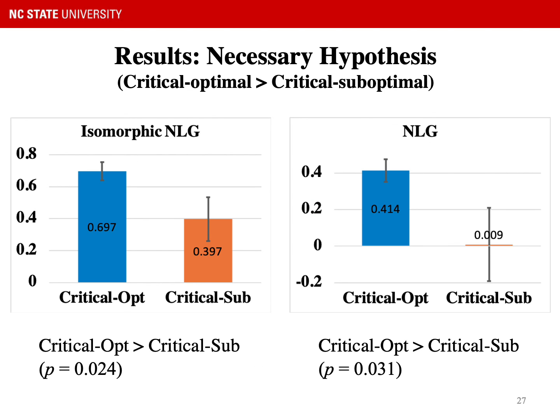Then we compared the learning performance between the two conditions. The result shows that the critical optimal condition significantly outperformed the critical suboptimal condition on both isomorphic NLG and NLG. It reveals that different actions on the critical states have significant impact on students' learning performance, and thus optimal actions should be carried out on the critical states.